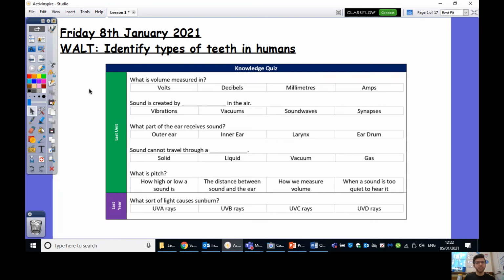Question 2. And if I go too quickly at any stage, remember you can always pause the video and then just take a bit more time on each question. So question 2, sound is created by what in the air? Is sound created by vibrations in the air, vacuums in the air, sound waves in the air, synapses in the air?